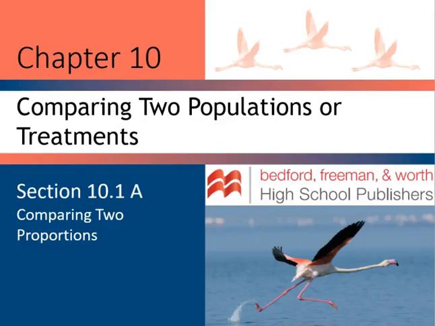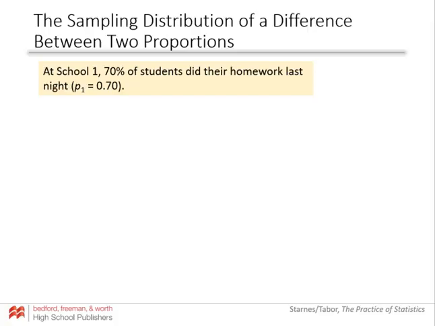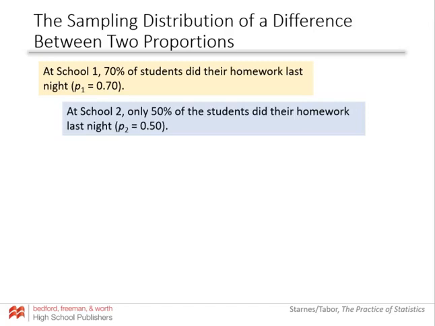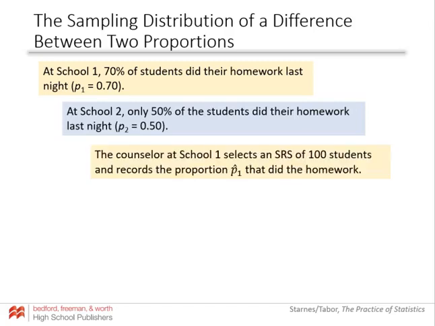Section 10.1, this first part, we're going to look at comparing two different populations to each other. So looking to see if there is a difference between two different populations. So we'll look at this example. At school 1, 70% of students did their homework last night. At school 2, 50%. All right, so that is like our proportion or population numbers. So now we want to check to see what that difference is.